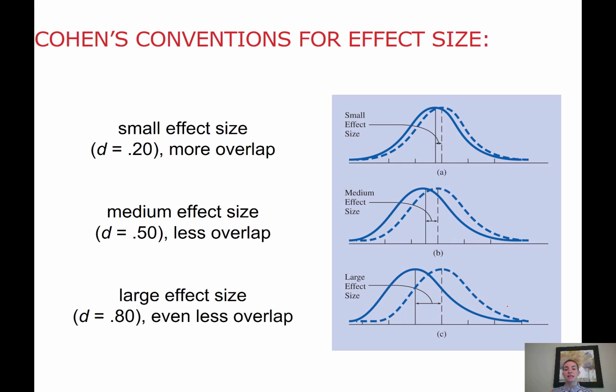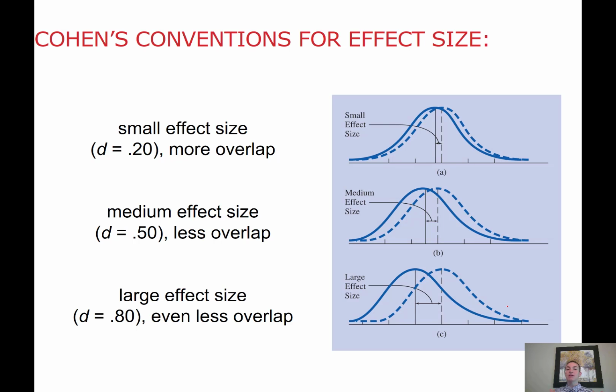So this means that there's less overlap of the two distributions. They're spread further apart from one another, meaning the means are further apart from one another. And this means that the people in population 1 are a little bit more different than people in population 2. And finally, the threshold that Cohen laid out for a large effect size is 0.8. And 0.8 means that there's even less overlap of your two distributions.